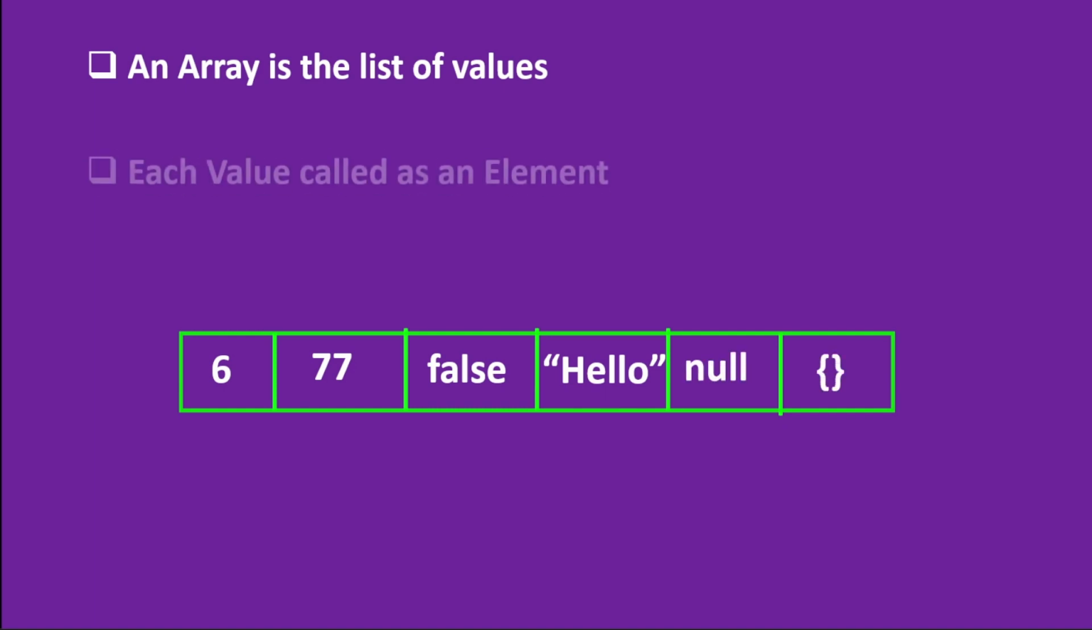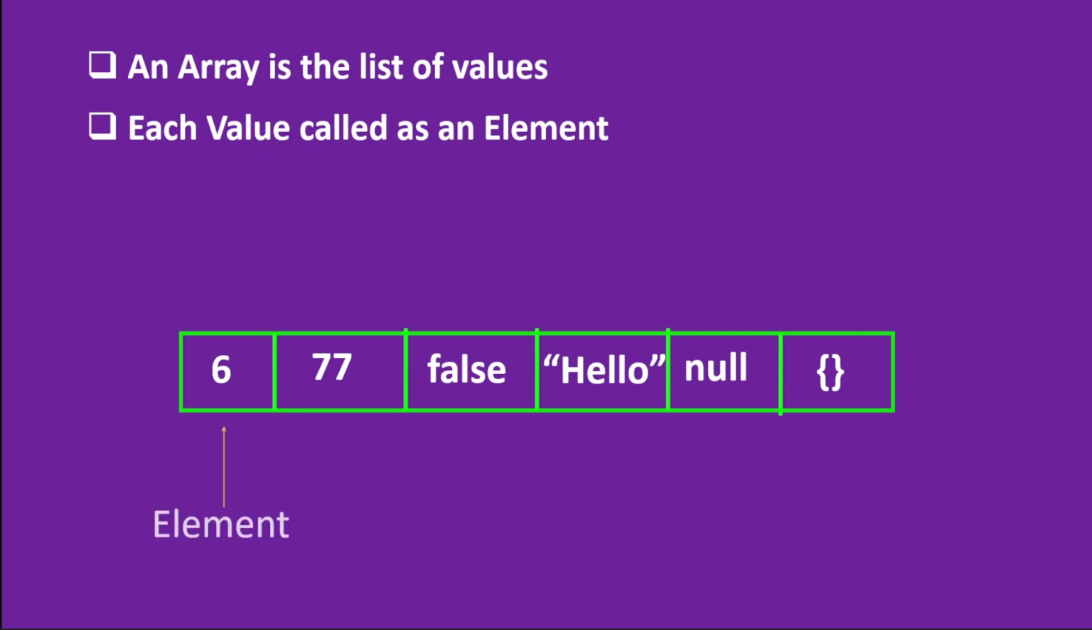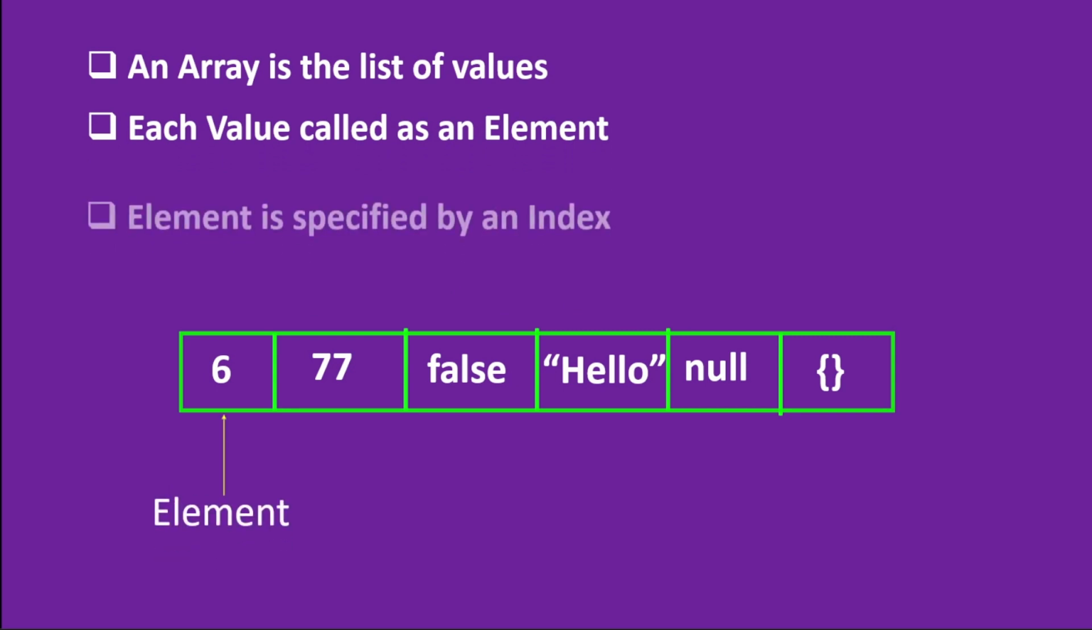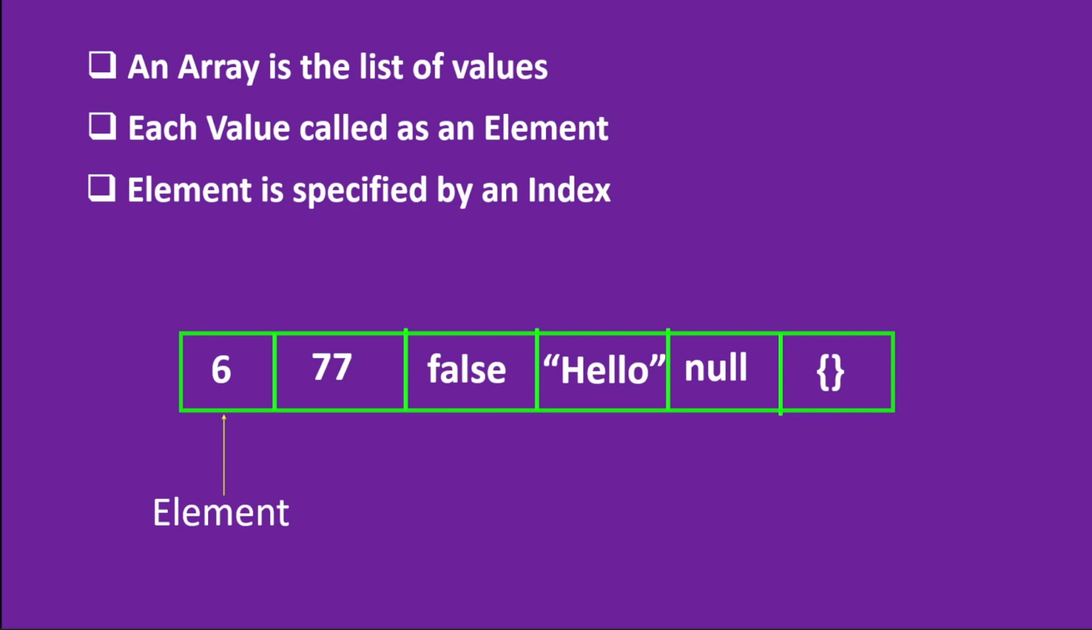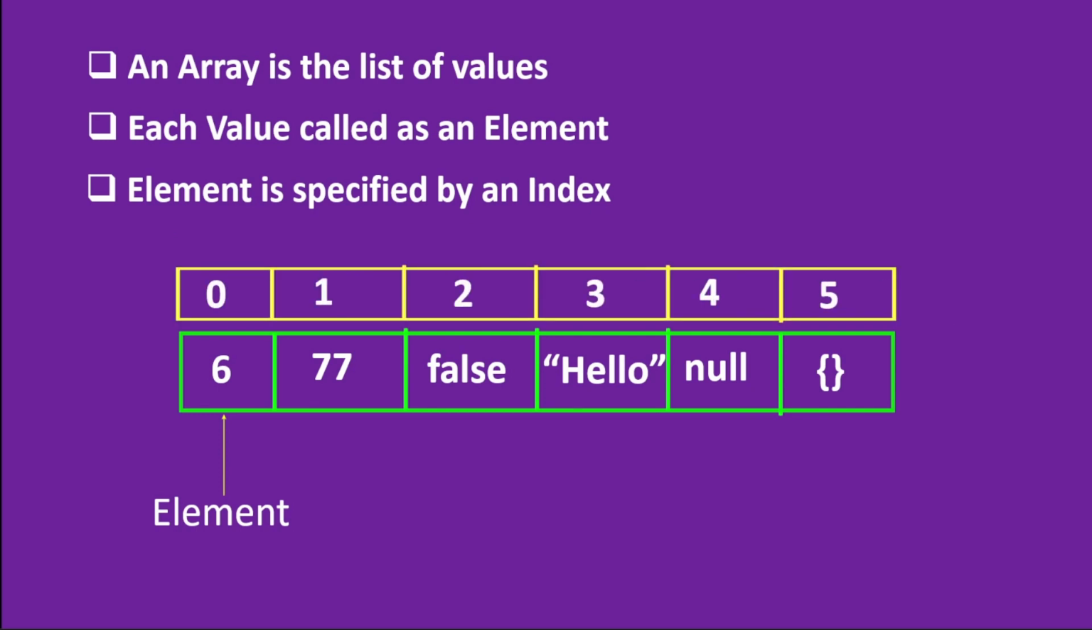Each value we call an element. This is an element, and each element is specified by an index like this. This we call the index representation. Array index starts from 0, 1, 2, 3 and so on. The length of an array is equal to how many elements we stored inside the array.